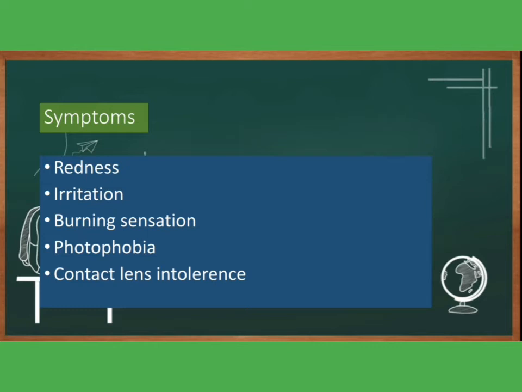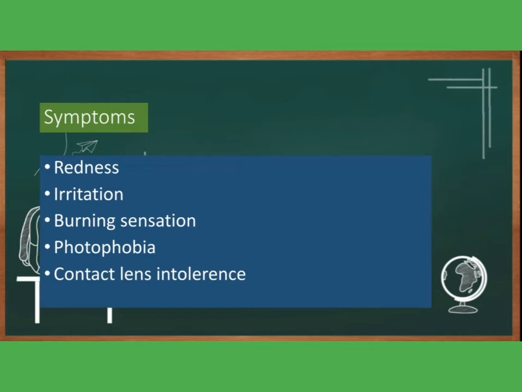Why contact lens intolerance? Because a very important thing in contact lens wear is a healthy tear film. A healthy tear film is necessary for successful contact lens wearing. So due to that Meibomian gland dysfunction, there is not a healthy tear film. More evaporation is there, and poor quality of tear film is there. So it ultimately leads to contact lens intolerance, as the patient will not be able to tolerate contact lenses, and if we continue wearing contact lenses, then it leads to corneal edema.